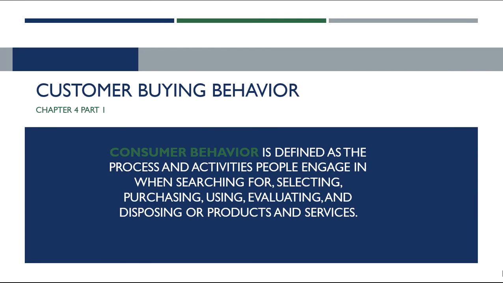So let's start by defining consumer behavior. Consumer behavior is defined as the process and activities people engage in when they are searching for, selecting, purchasing, using, evaluating, and disposing of products and services. You're probably already familiar with that buying process. We're going to walk through it today, but we're going to look at it through the lens of a retailer and talk about how the retailer can be involved in each step of that buying process.